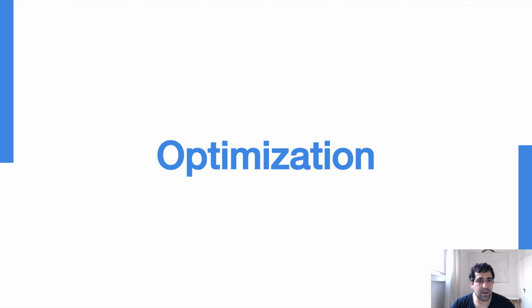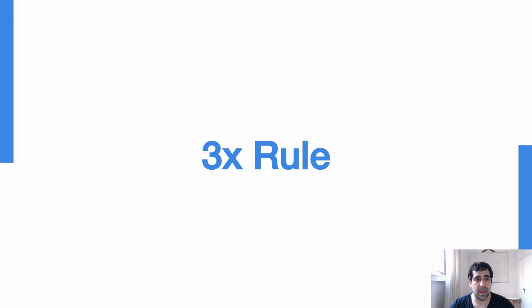Now, let's talk about optimization, right? How do you know if your ads are good or not? How do you know if they are working, if you should stop them or continue running them? And the way I do it is using the 3x rule. And this is how I run my ads.